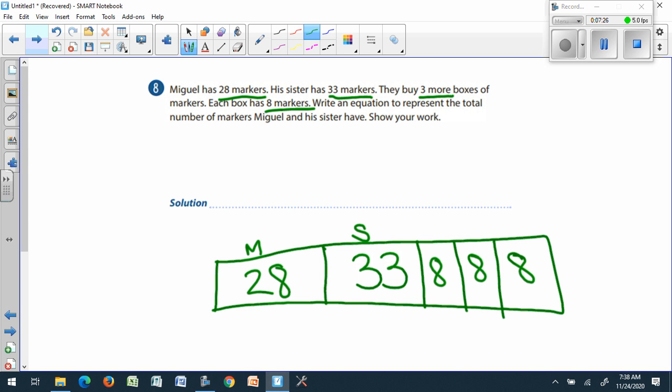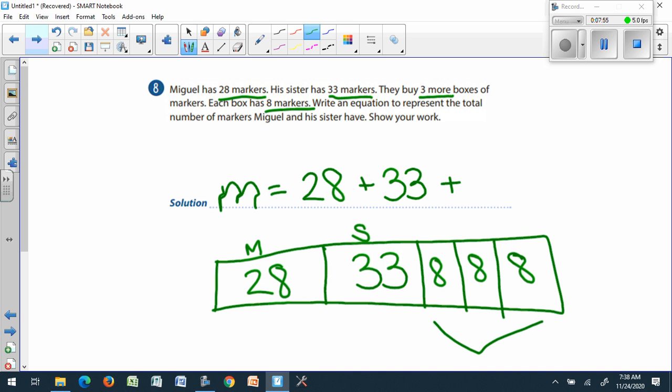So we want to talk about the total markers, right? So I'm going to use M because that's what we're talking about. I know that my first 2 numbers are going to be added. So I'm going to do 28 plus 33. I know that right away. I don't need to use any multiplication to solve that. And then I'm going to add this part.